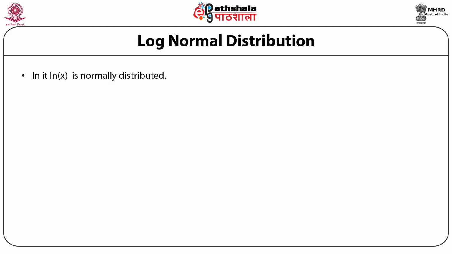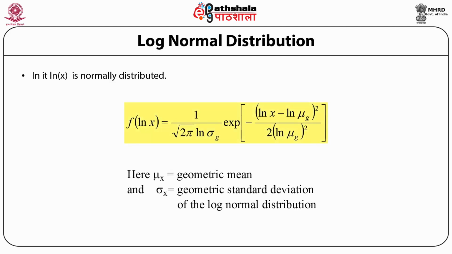The distribution is given by f of ln x is equal to 1 upon root of 2 pi ln sigma g, exponential of minus (ln x minus ln mu g) whole square divided by 2 (ln sigma g) to the power square. The parameters mu g and sigma g are called the geometric mean and the geometric standard deviation.